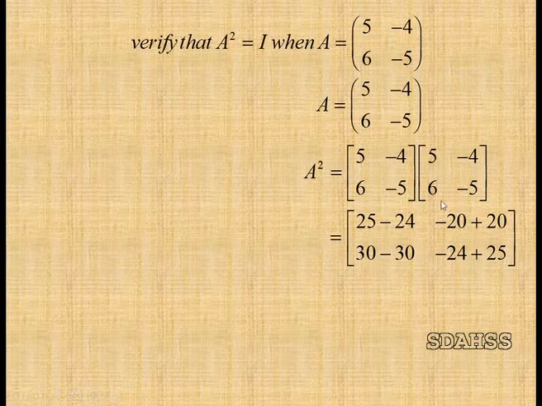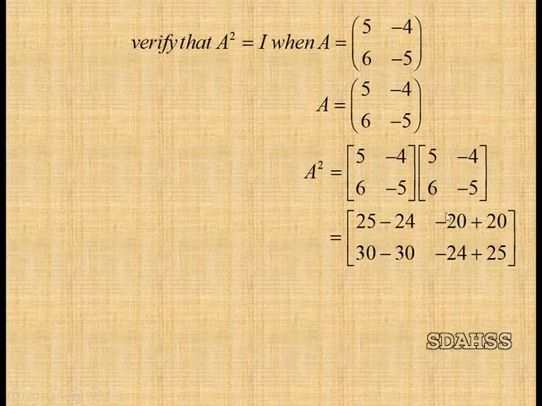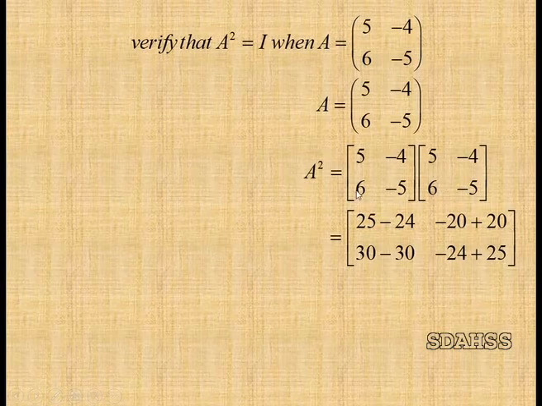Multiply the first row and the first column. Then you have 5 into 5 is 25, plus into minus is minus, 4 6s are 24. Now multiply the second row and the first column. So you have 6 5s are 30, plus into minus is minus, 5 6s are 30. Then multiply the first row and the second column. So you have 5 into -4 is -20, minus into minus is plus, 4 5s are 20. Multiply the second row and the second column. So you have -6 into 4 is -24, minus into minus is plus, so 5 into 5 is 25.